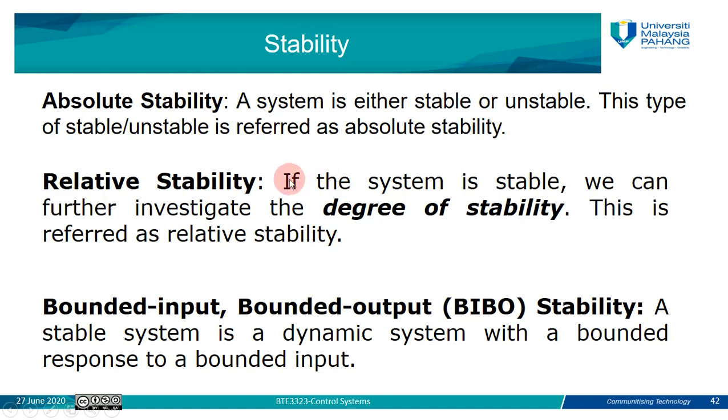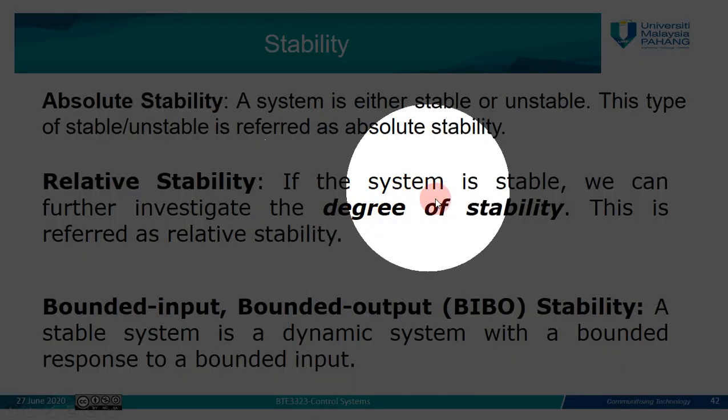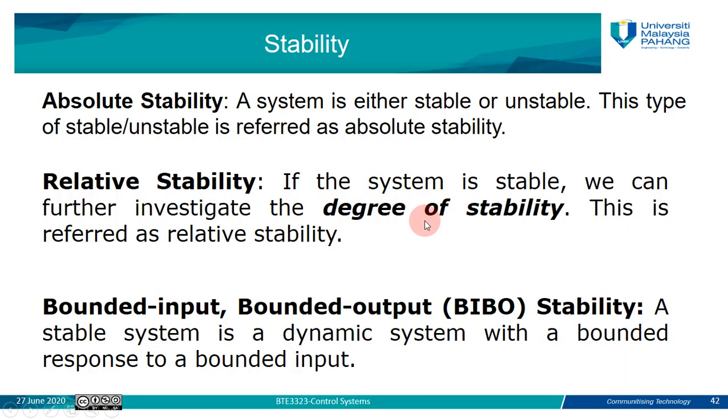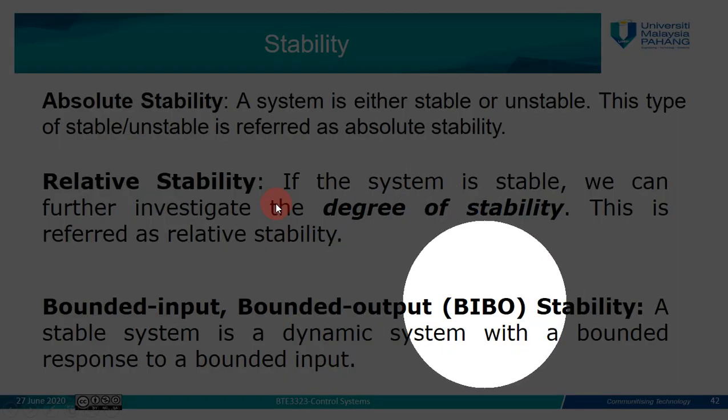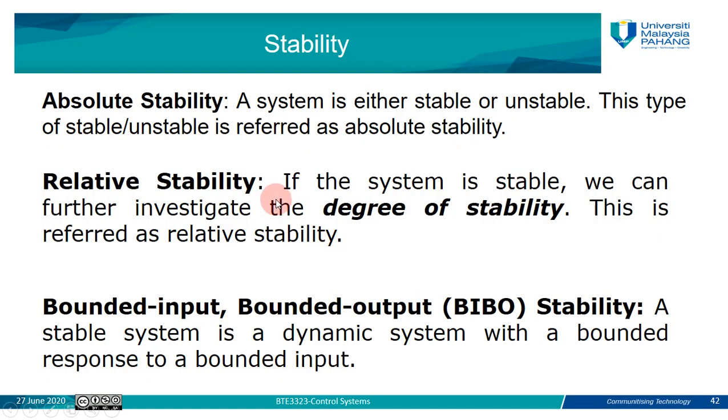The second is relative stability. After we find our system is stable, we need to know the degree of stability. Is it 100% stable, 90% stable, or 50% stable? It depends on the degree of its stability. The third type is bounded input, bounded output stability, BIBO. It depends on the input to our system. The system will be stable for a specific input and unstable for other inputs.